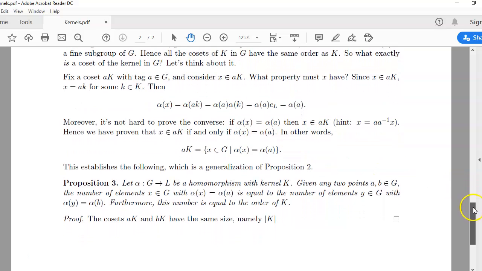So try this out. If you get stuck on any of these facts and theorems, let me know. Your next graded homework set will probably relate to all this stuff with kernels and homomorphisms. So read this and let me know if you have any questions.